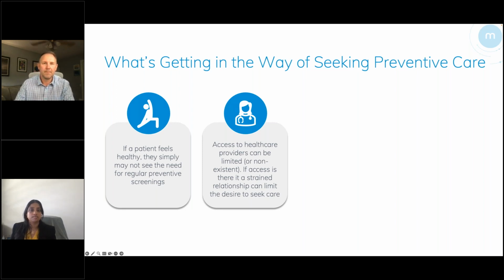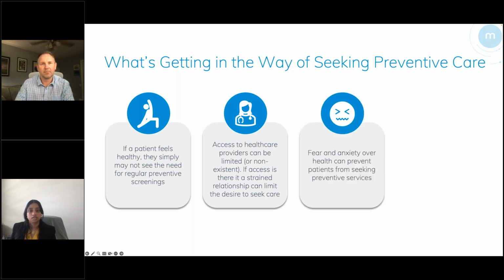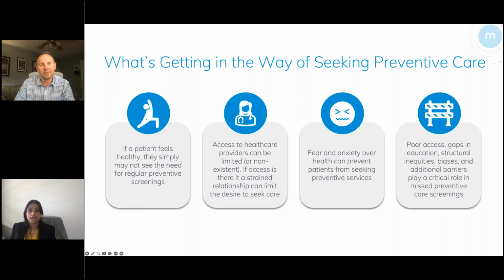If they do, sometimes they can be a strained relationship, making them potentially unwilling to seek care. There's also a great sense of fear and anxiety when going to the doctor. Patients may be fearful to reveal underlying conditions that they then must deal with that can also be costly. And in addition to poor access, gaps in education, structural inequities, biases, and other barriers, these all just get in the way and compound themselves to prevent individuals from seeking preventive care.